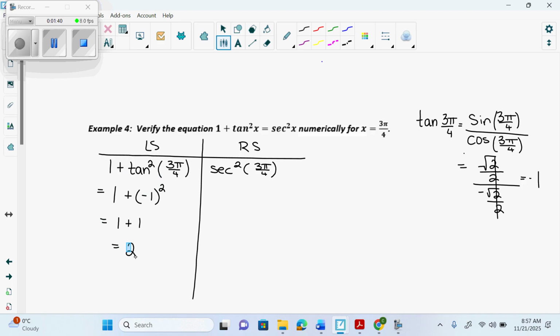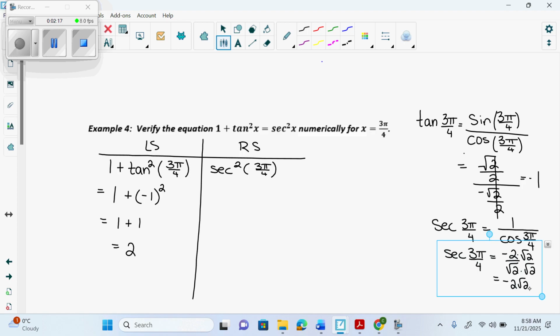Okay, secant of 3 pi over 4 is the same as 1 over cos of 3 pi over 4 on my formula sheet, which means the reciprocal of cos. Cos of 3 pi over 4 is what? Negative root 2 over 2. So secant is negative 2 over root 2. And then that drops. So I get negative 2 root 2 over 2, which is negative root 2.